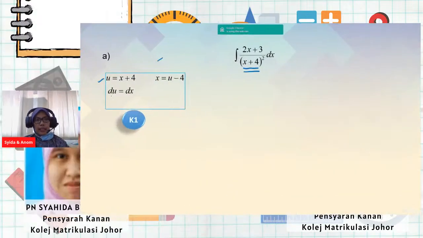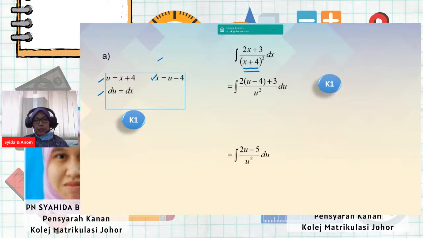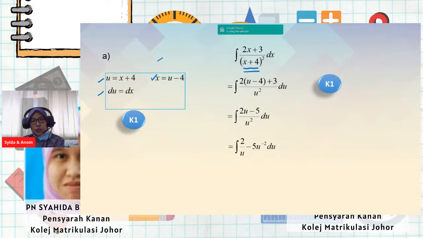And then x as the subject, u minus 1. Then substitute x plus 1 is u, and dx is du. And then substitute x with u minus 1. Then simplify, 2u minus 2 plus 3, which is 1. Then we can separate the plus or minus in the numerator. So 2u divided by u squared is 2 over u, and then 1 over u squared.